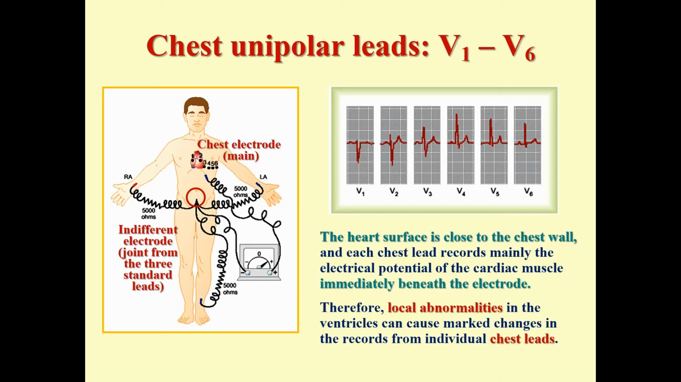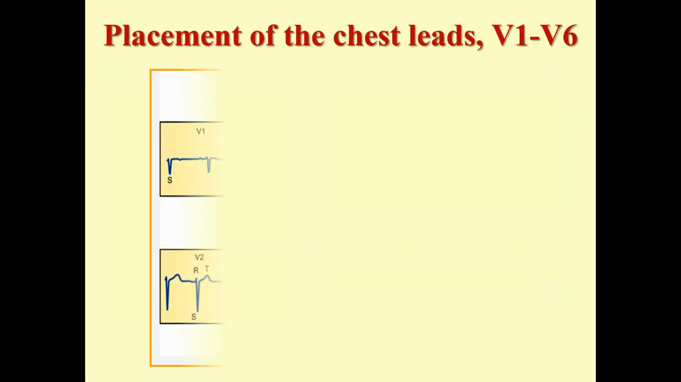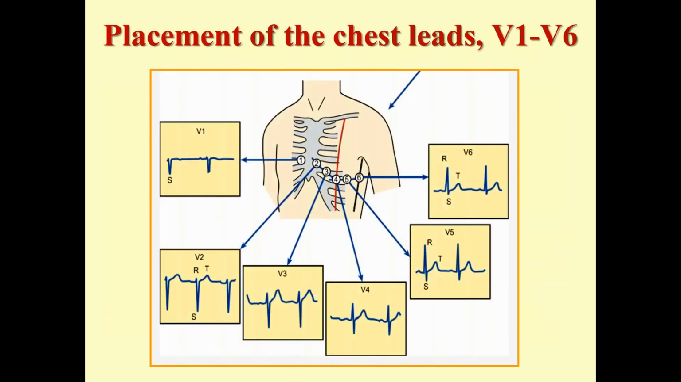Because if there's a rhythm disturbance, the rhythm is changed in all the leads. But if it's related to a problem in blood supply to the heart, it can be different in different parts of the heart, and so it can be detected by the chest unipolar leads. To be more exact, let's consider this, but first, the difference between the V1 to V6 electrodes.